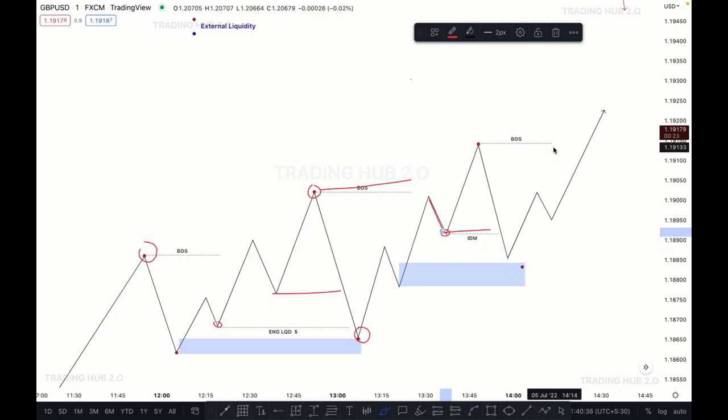Before taking out any low or high, the market can't move. Remember these things. Without taking any low or high, the market can't move.